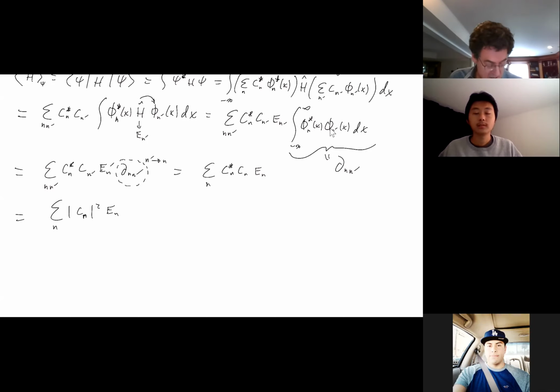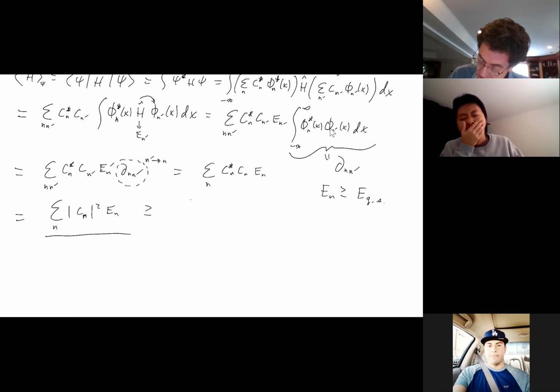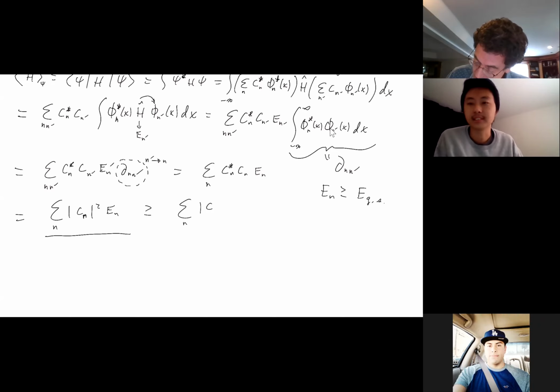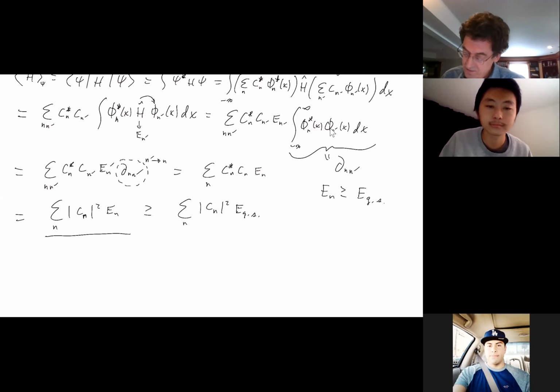And now we do a little trick, because now we realize that if I compare E n to the ground state energy, what is the relationship between E n and the ground state energy? Greater than or equal to? Exactly. E n is always bigger than or equal to the ground state energy. So this thing has to be greater than or equal to this thing, if I put the ground state energy there. Does that make sense? So just a simple thing.